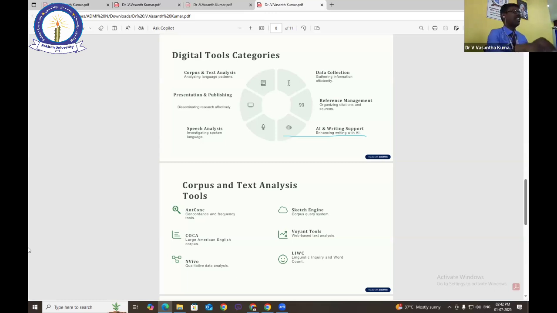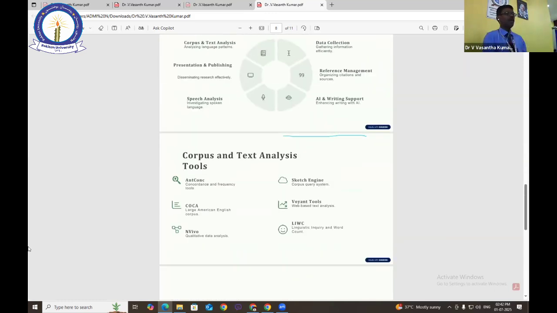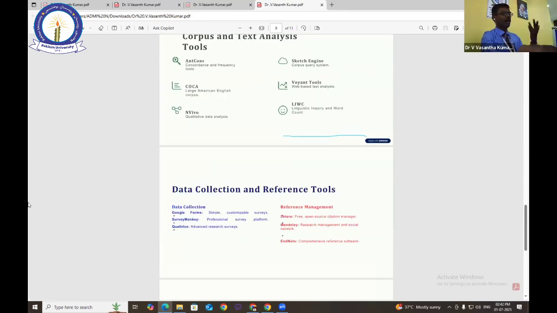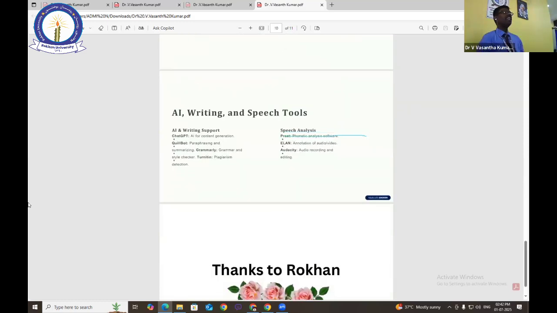So next one is corpus and text analysis tools. There are a number of tools available: AntConc, Sketch Engine, concordance and frequency tools, corpus query system, large American English tools, linguistic inquiry tools. These are the tools applied for literature. And AI writing and speech tools: I already discussed ChatGPT, QuillBot, Grammarly, Turnitin, about plagiarism checking and speech. These are the available tools. Apart from these, we have a lot of tools.